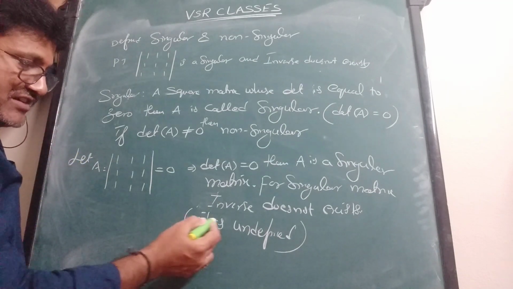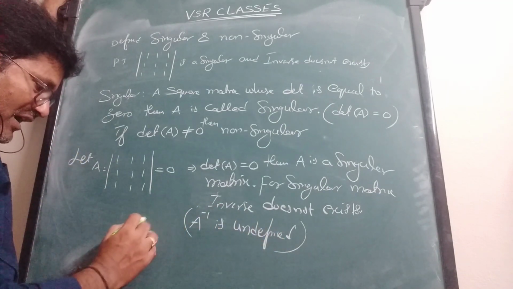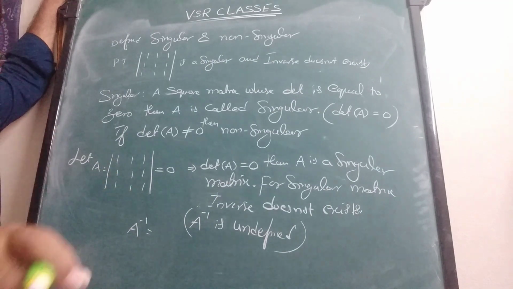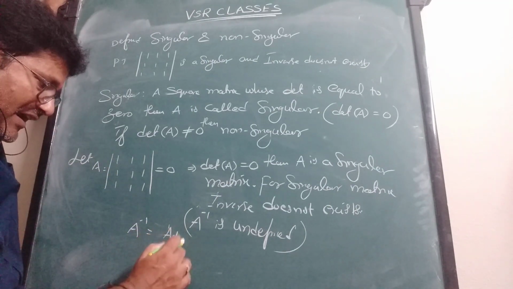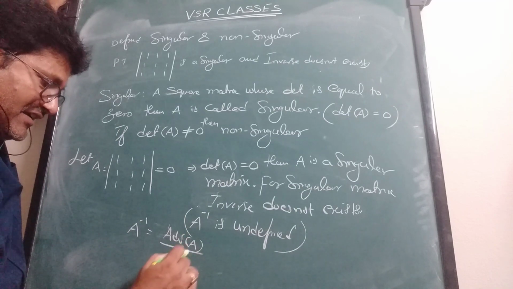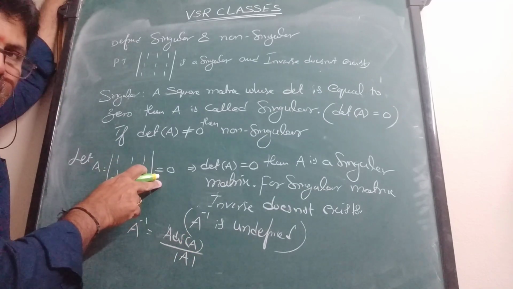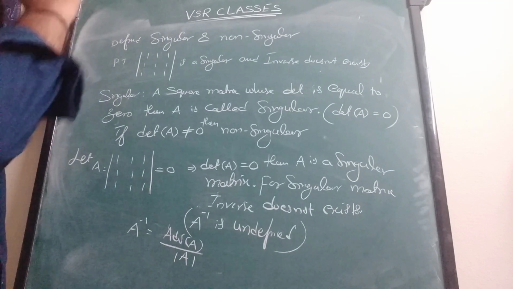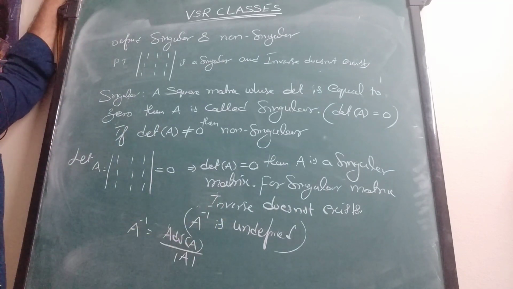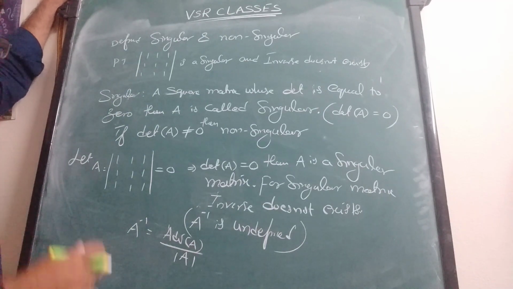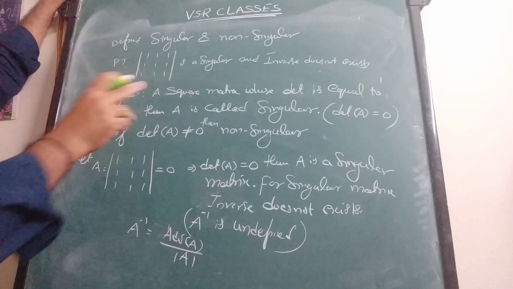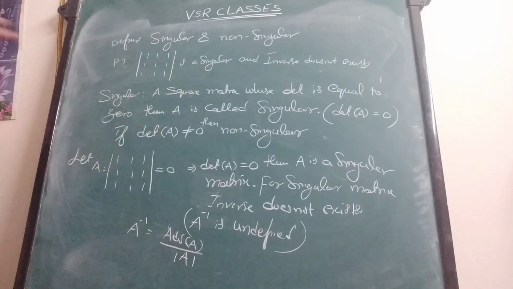Why? Inverse is undefined. Because the inverse formula, which we discussed in the previous video, is 1 by det A times adjoint A. What is det A here? 0. If you put 0 here, it goes to infinity, so undefined. Have you understood? I hope you are able to understand all these things. You have to write like this whenever the definition is asked properly, then only you will get the marks in a 2 marks question. Why? Because in a 2 marks question there is no choice for you.